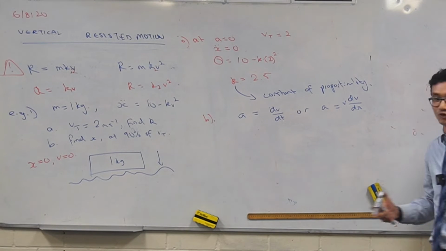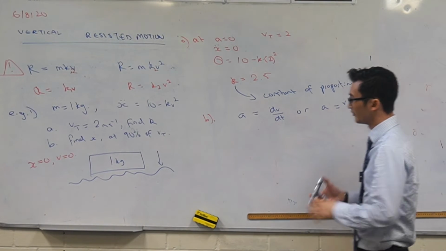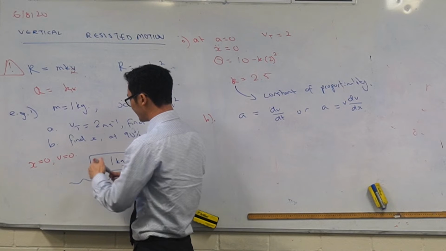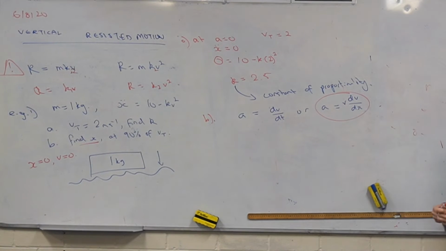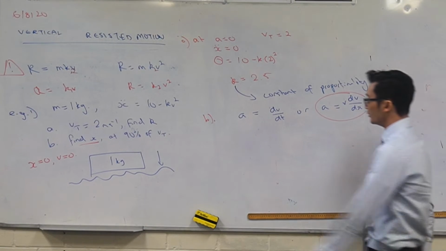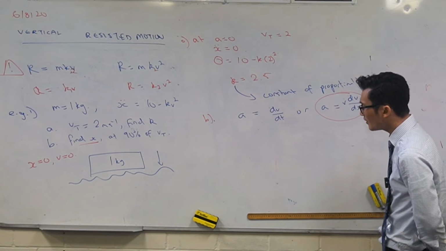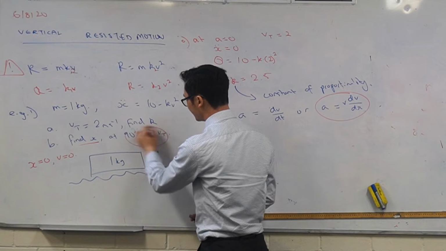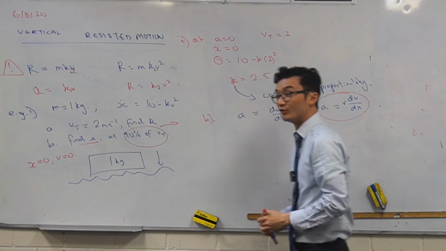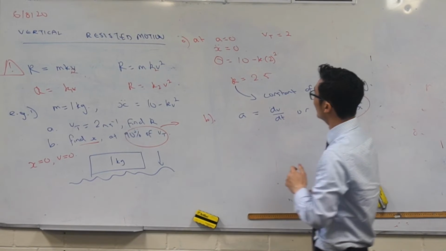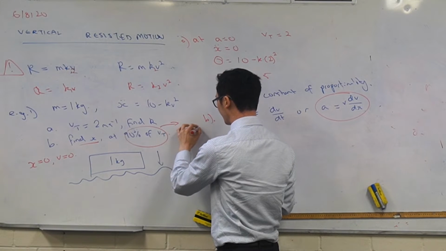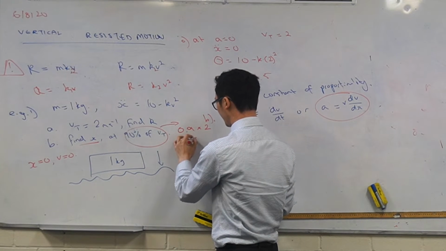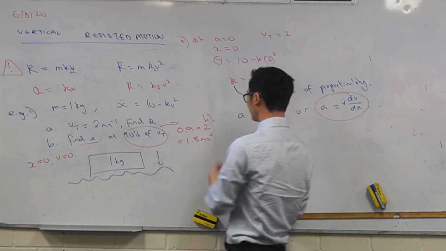And how do you know which one you want? Well, it depends on what you're trying to find. If you're working with displacement, then often you will probably want to use this form over here, which is the one that's going to be helpful for you, right? If you want to work with time, then you will use something like this. The other thing to consider is, okay, we want to find where 90% of terminal velocity occurs. Well, we need to know what 90% of terminal velocity is, first of all. So that's 0.9 of 2, so that's just 1.8. That's all well and good, right?